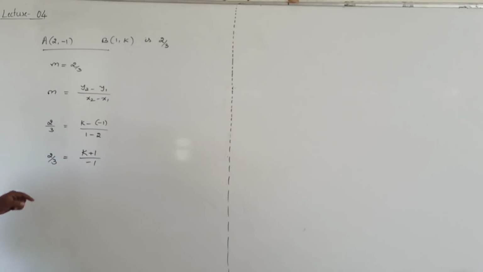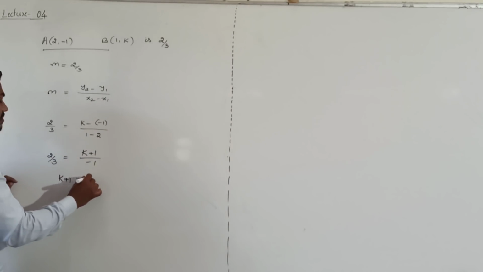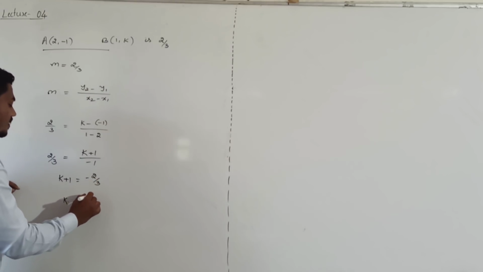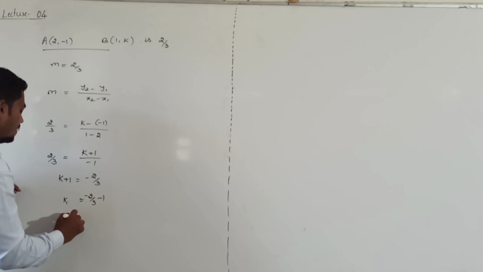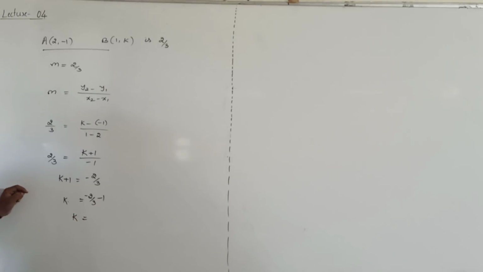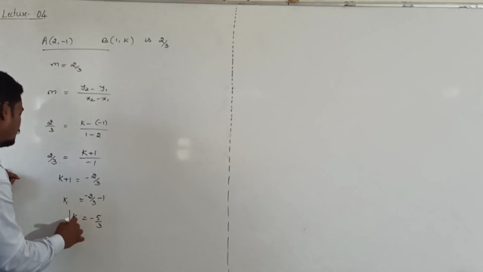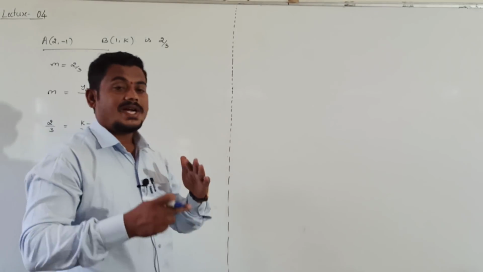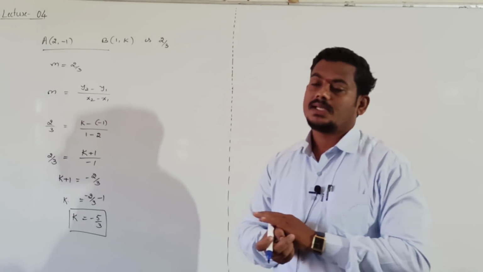1 minus 2 is minus 1. Just cross multiplication, then k plus 1 is equal to minus 2 by 3, then k is equal to minus 2 by 3 minus 1, that is, after taking LCM, minus 5 by 3. When the slope of the line joining these 2 points is 2 by 3, then the k value is minus 5 by 3, right?